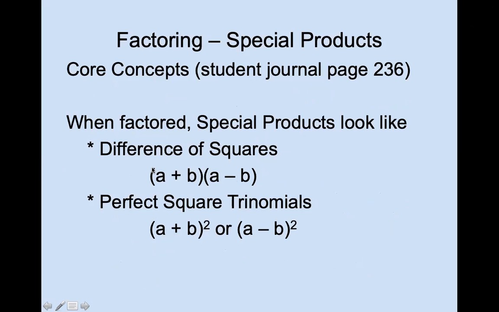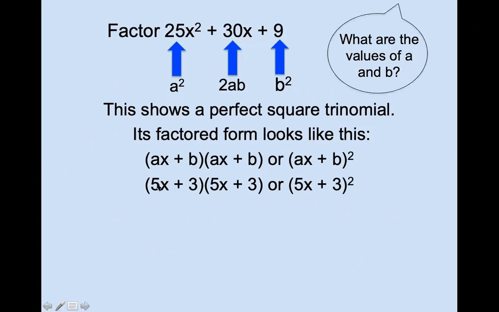Remember these where you have just the same thing, the only thing different is the sign, or a perfect square trinomial, which is one of those that we can write shorthand as either a plus b squared or a minus b squared. All right, so let's look at some of those examples.